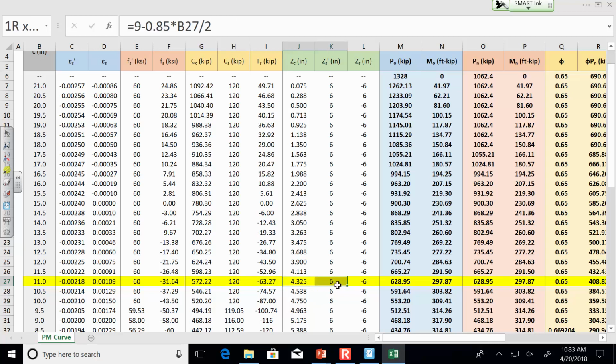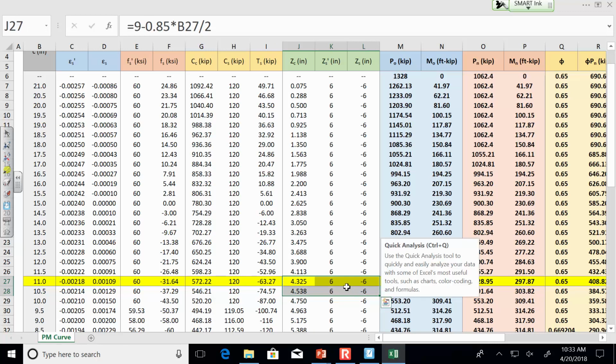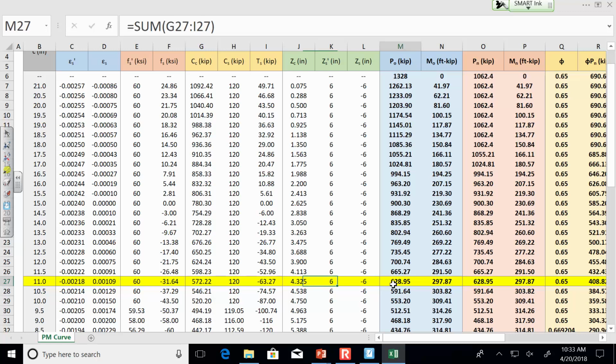These formulas right here, these are just my moment arms. So I'm calling them Z distances. I can call them whatever. And then for the axial load, just sum up all the forces. For the moment, I'm using what's called sum product. What sum product is doing is it's saying this times this plus this times this plus this times this. And that's just sum of moments, right? Force times distance, force times distance, force times distance. So this really isn't that difficult when it's all said and done.